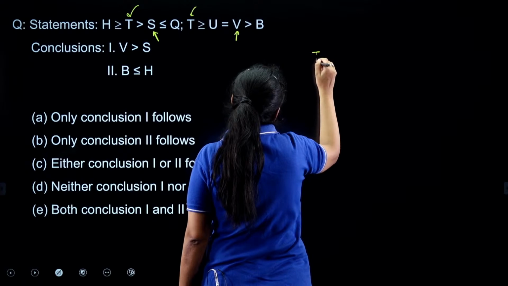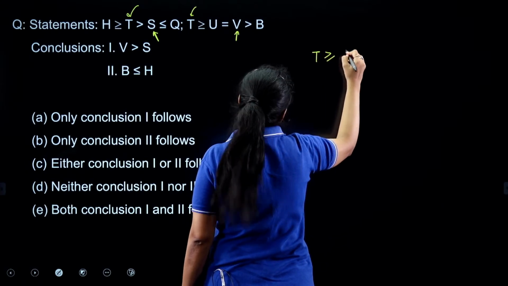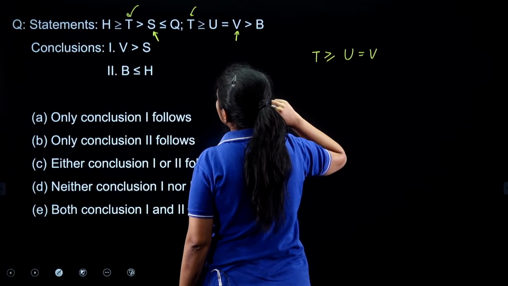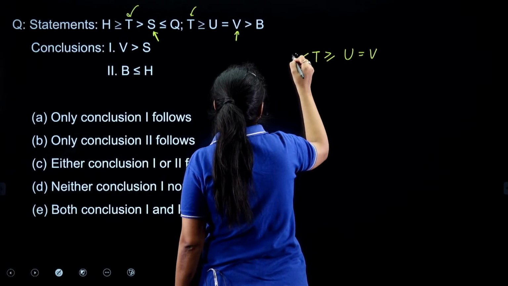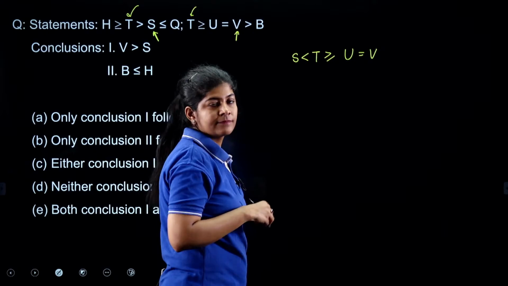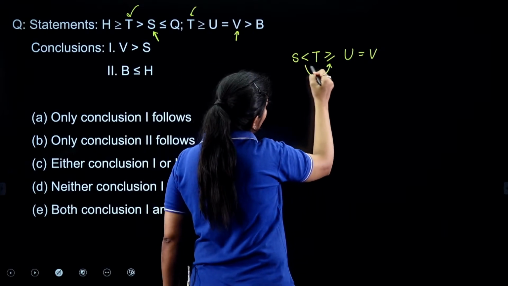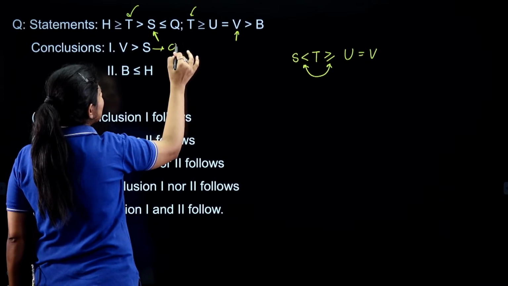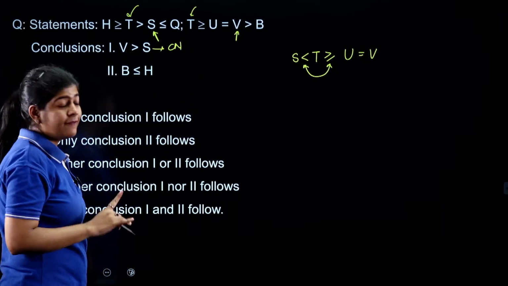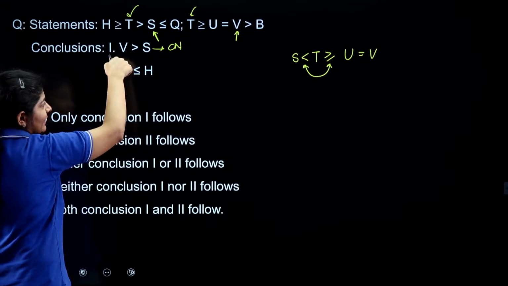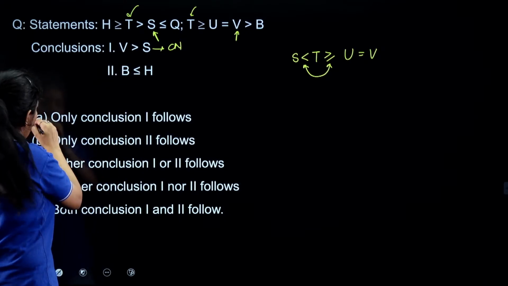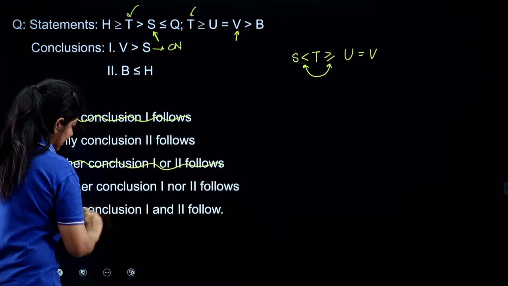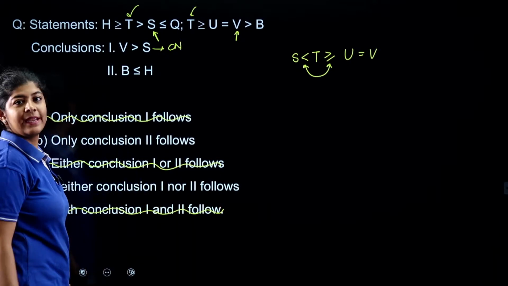Okay, so T is greater than or equal to U, U is equal to V, and here T is greater than S, right? What we got? We got an opposite pair. That means we are not able to define anything. We can't say anything related to this. If we are having such a condition, as the entities are different as well, options A, C and E, these three options are eliminated.